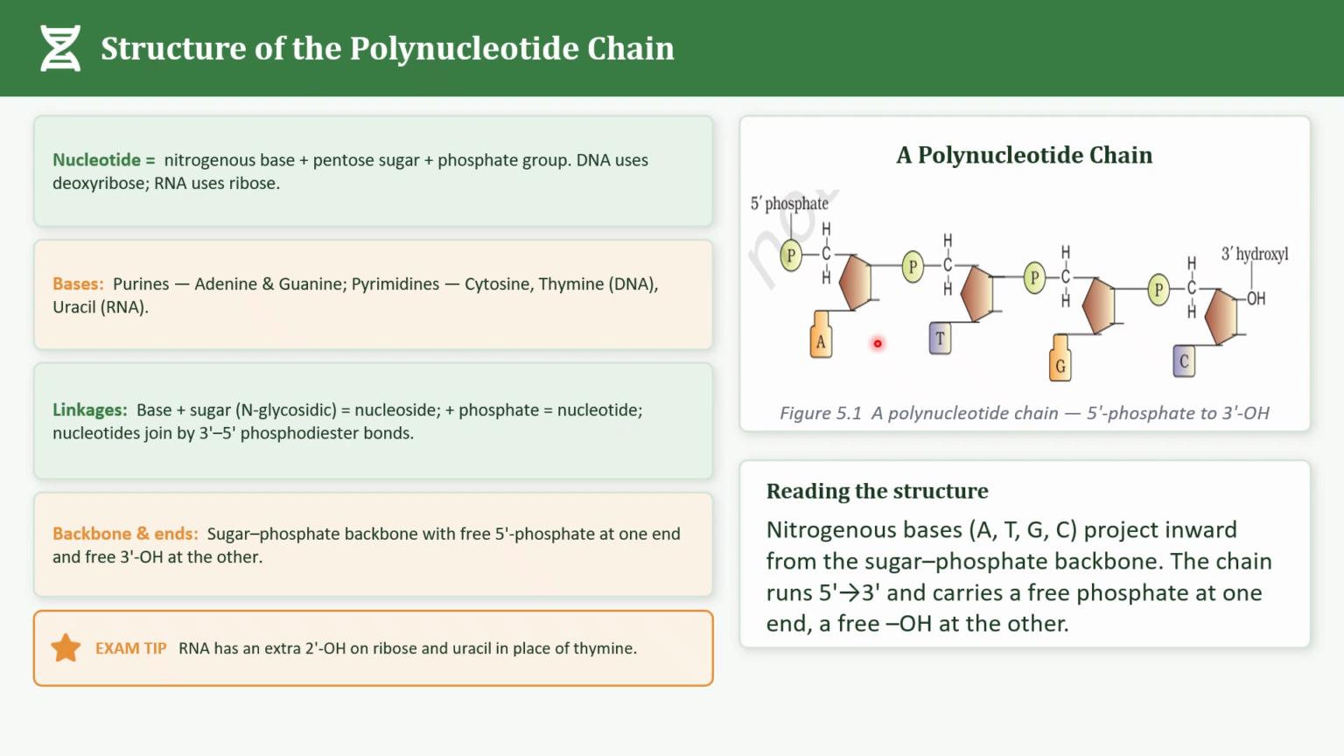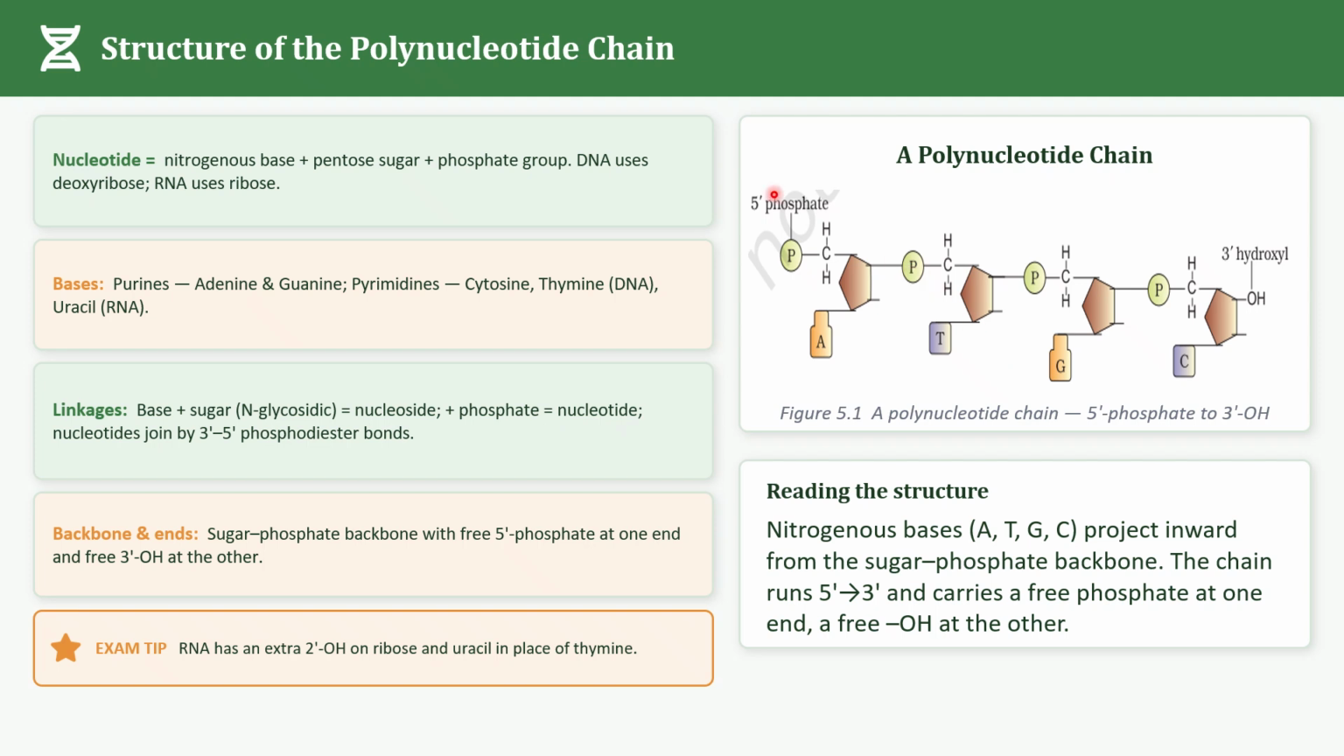And these nitrogenous bases project inward. The bases are not part of the backbone, but they extend inward like the steps of a ladder. And these bases pair with another DNA strand to form the famous double helix.